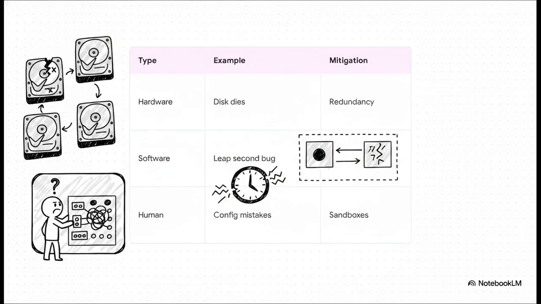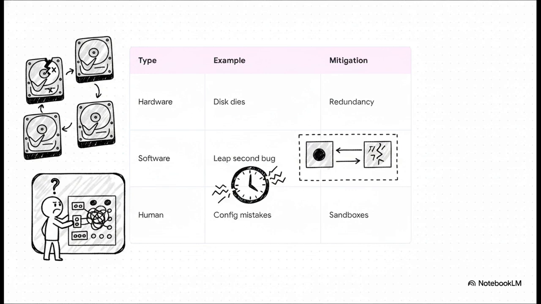First, we have hardware faults. In a massive storage cluster of, say, 10,000 disks, basic statistics tell us you should expect one disk to die every single day. We mitigate that with redundancy and rolling upgrades. Then there are software errors, like the infamous 2012 leap-second bug in the Linux kernel that caused a bunch of different applications to just hang simultaneously.